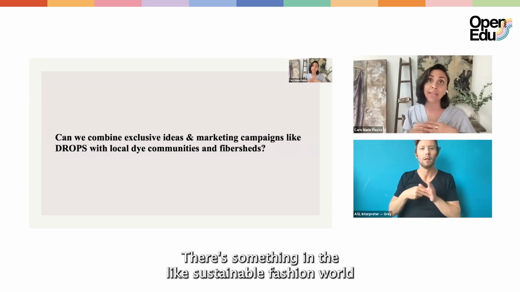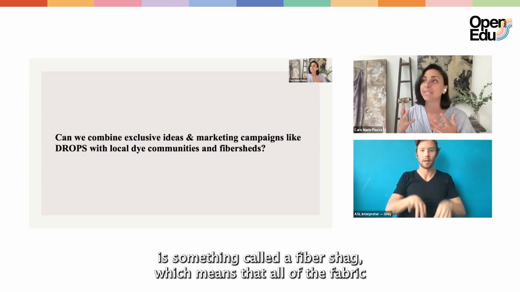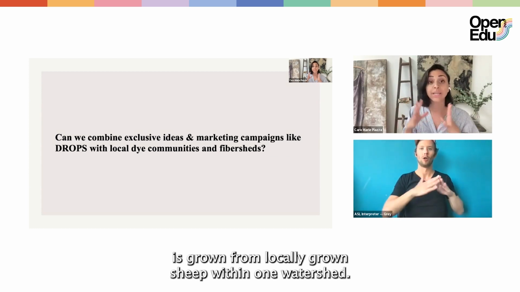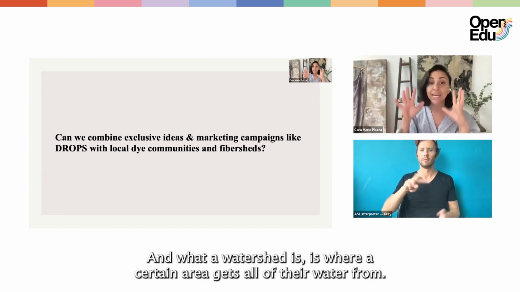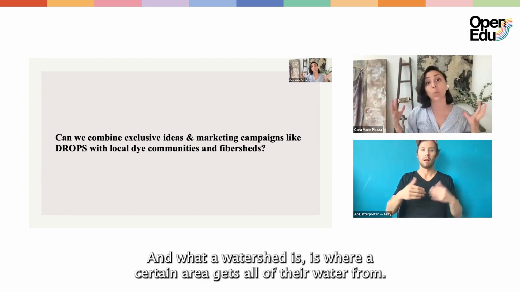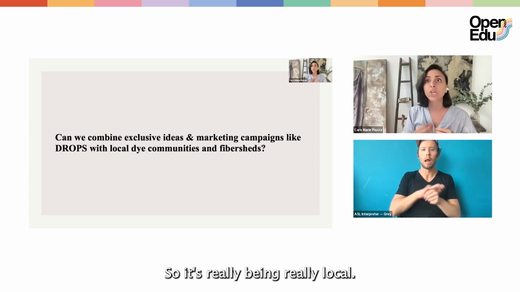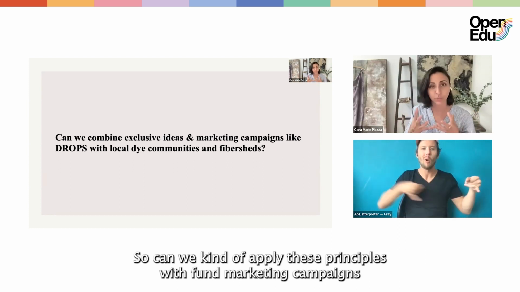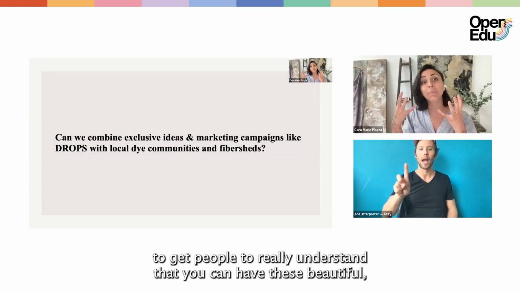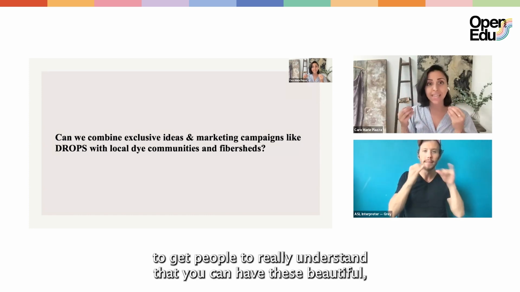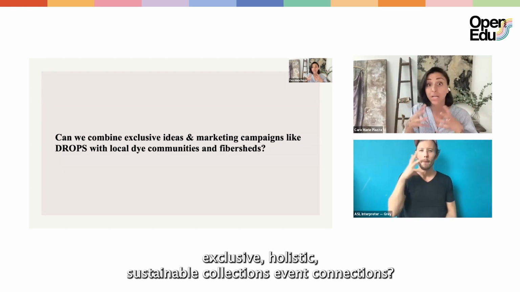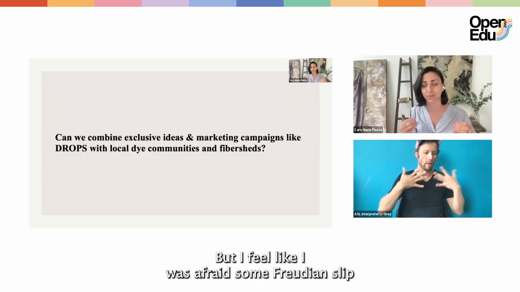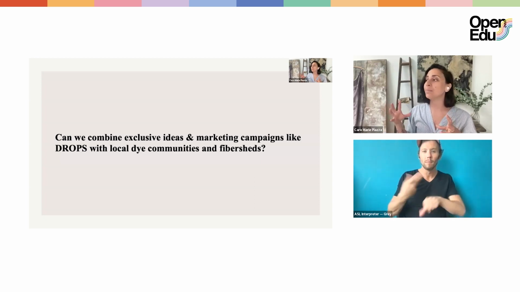So something in the sustainable fashion world is something called a fiber shed, which means that all of the fabric is grown from locally grown sheep within one watershed. And a watershed is where a certain area gets all of their water from. So it's really being really local. So can we apply these principles with fun marketing campaigns to get people to really understand that you can have these beautiful, exclusive, holistic, sustainable collections? I said connections, but I feel like that was a Freudian slip.